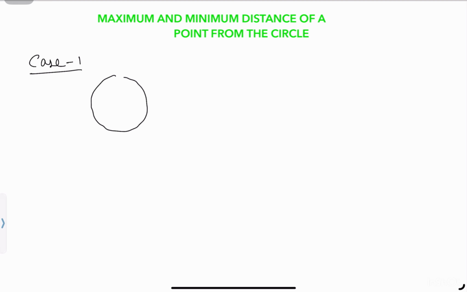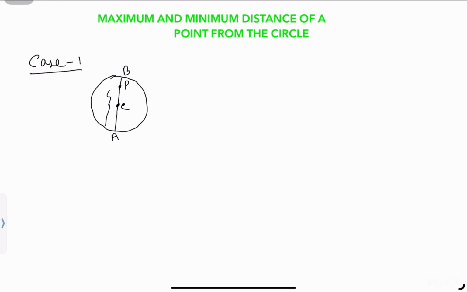Okay, assume this is our circle. Take any point P. Then I have to find the maximum and minimum distance of a point from the circle. I can draw one diameter which passes through this point P. Obviously this is our center. Now, what is the maximum distance from P to the straight line? Take the ends as A and B, and the center C.